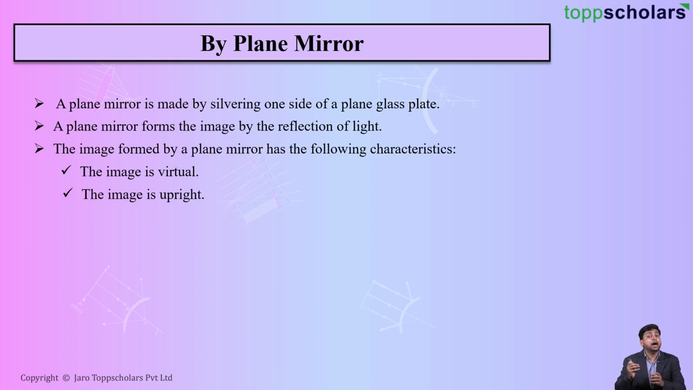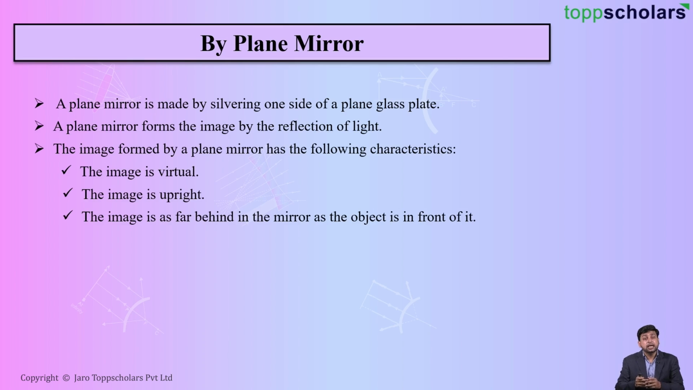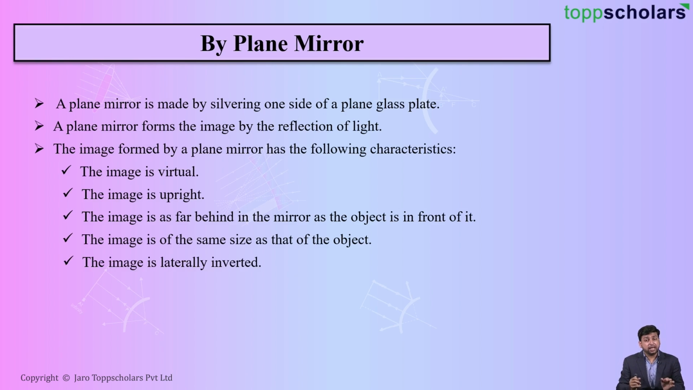What is it? Upright. The third one is image is as far behind the mirror as the object in front of it. The next property is the image is of the same size as that of the object. That means the size of the object and the size of the image is always equal. And the last property is the image is laterally inverted. Okay, the image is laterally inverted.